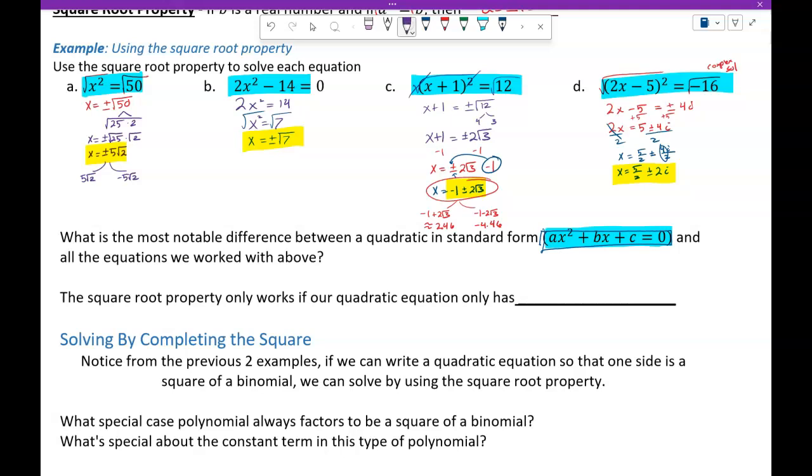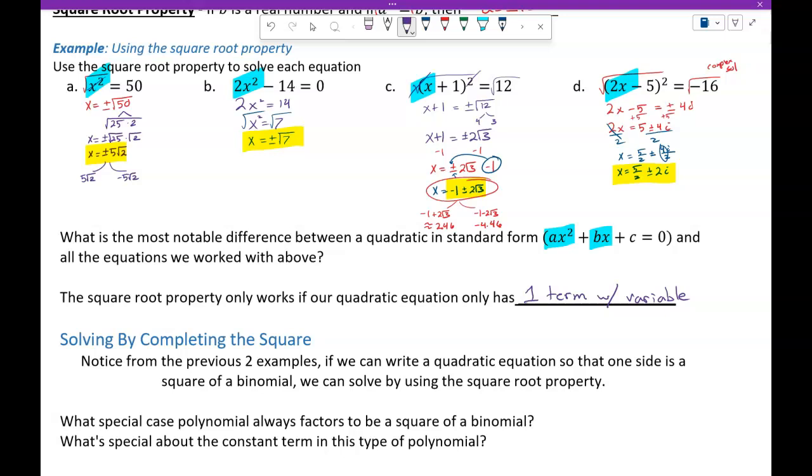Well, notice in each of these equations, we only have one term with a variable. One term, one term, one term, one term. Only one term has a variable. However, in standard form, we have two terms, the squared term and the linear term. Well, our square root property only works if our quadratic equation has only one term with a variable.